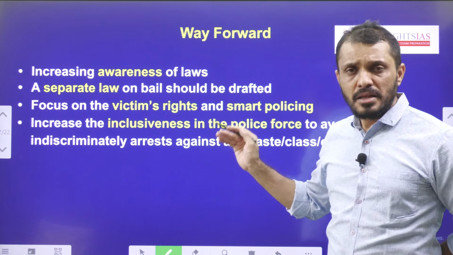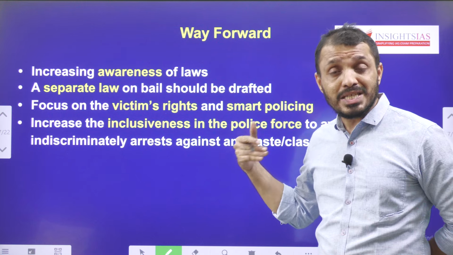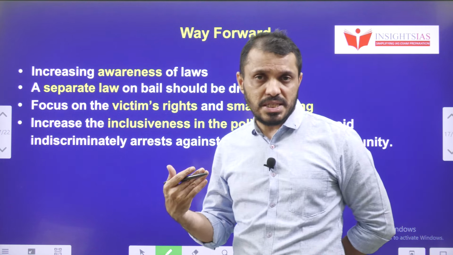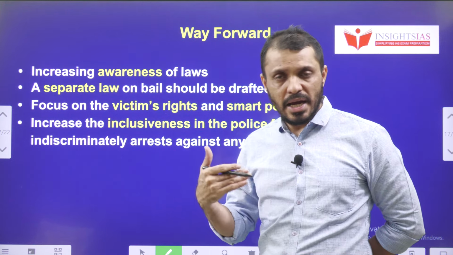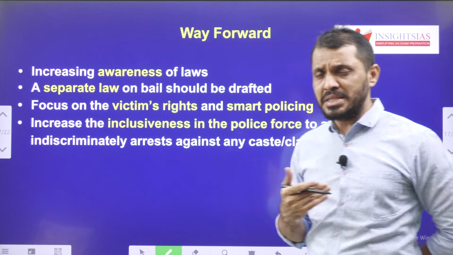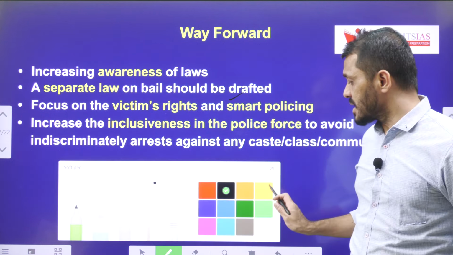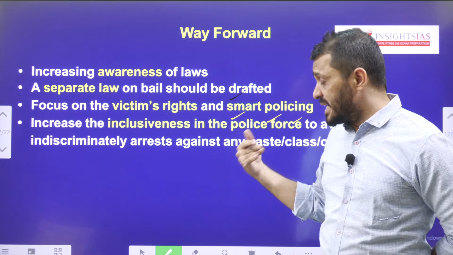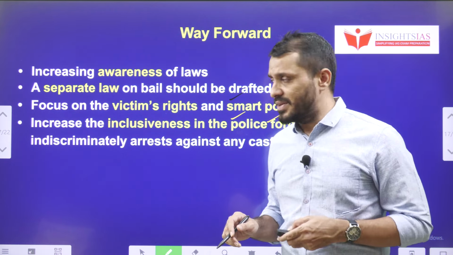And the way forward. The way forward is, in India unfortunately there is no uniformity in bail laws, because bail comes under the prison and the prison comes under the state list. Because of that, different states have different laws related to bail. Former CJIs at different points of time advocated for uniformity in bail laws. There is a need of the hour. And we should focus on victim rights, and smart policing is the need of the hour. Increasing inclusiveness in the police force, and indiscriminate arrest based on caste, class and community should be avoided. These are the way forward.